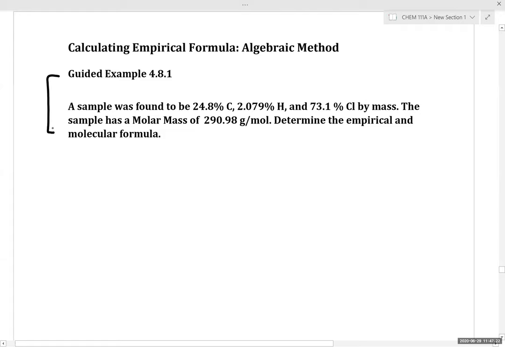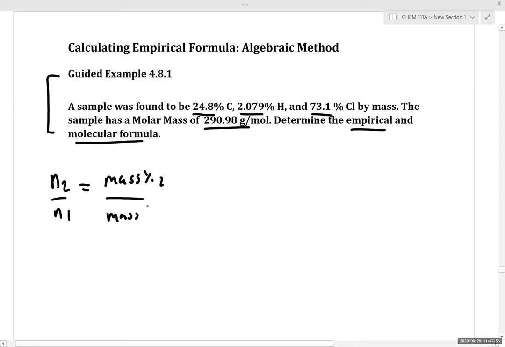So let's do a guided example where we're given the mass percentage of each element and the molar mass, and we're asked to figure out the empirical and the molecular formula. We know that we can write out a mole to mole ratio and figure out our empirical formula using this ratio, which is equal to the mass percentage of one of our elements over the mass percentage of our other element times the molar mass of element one over the molar mass of element two.